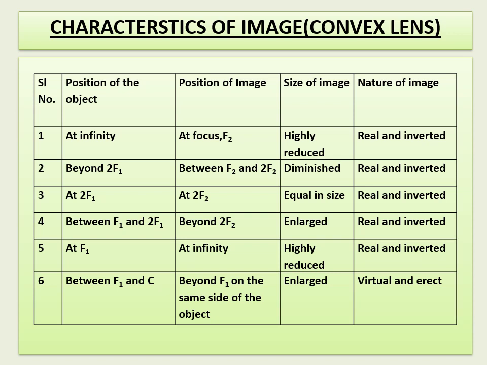Between F1 and 2F1, you get the image beyond 2F2, enlarged, magnified also you can tell. So real and inverted is the nature. Next, position of the object is F1. Position of the image is at infinity. Highly reduced, highly diminished also, no problem. Nature of the image is real and inverted. Next condition, and the last condition, is between F1 and C. Beyond F1 on the same side of the object, what you have seen. So it is enlarged or highly magnified also, you can tell. And virtual and erect, because we are finding the image on the same side of the lens, we can call it virtual and erect.